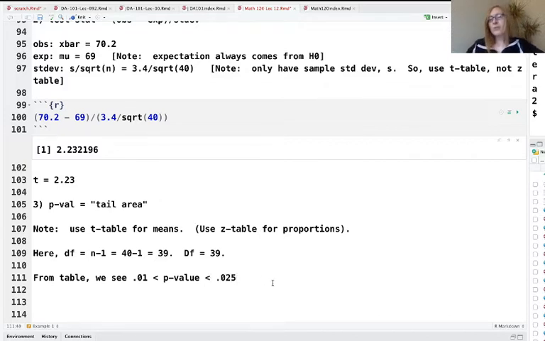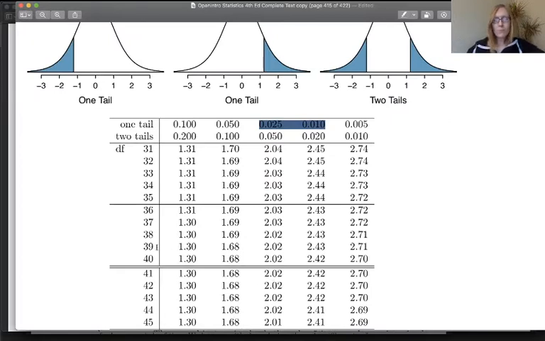It's got to be somewhere between 0.01 and 0.025. Let me talk through that one more time, just in case you missed. Degrees of freedom is 39. The test statistic is between 2.02 and 2.43 here. Our test statistic lives somewhere in here. And that means that the tail area is somewhere between these two, 0.01 and 0.025.